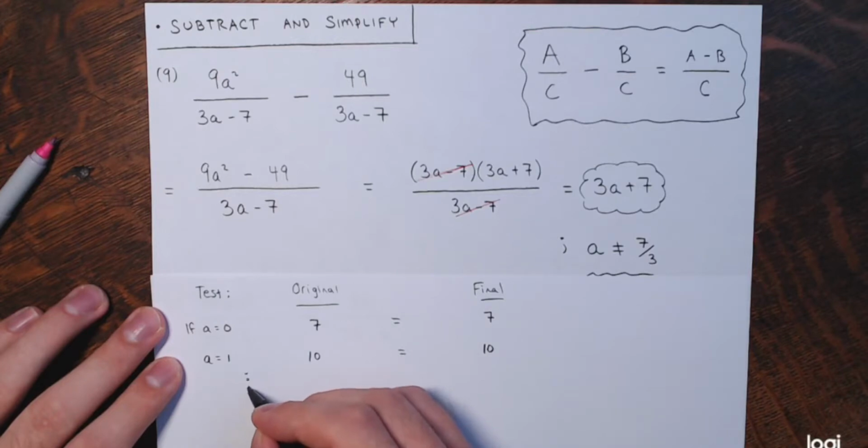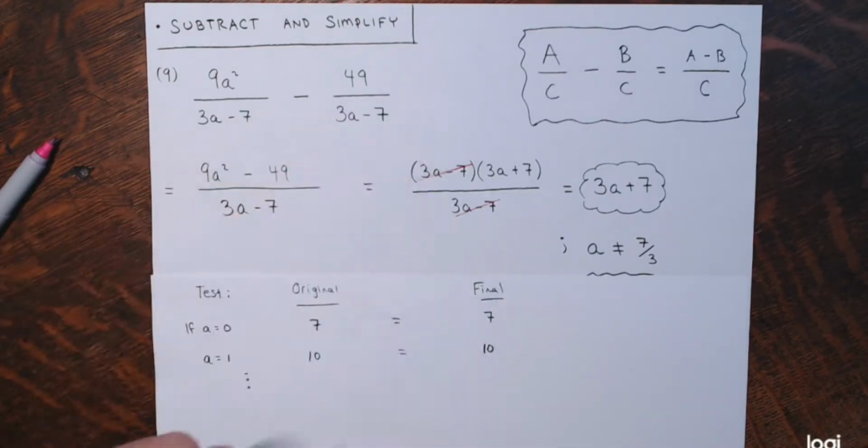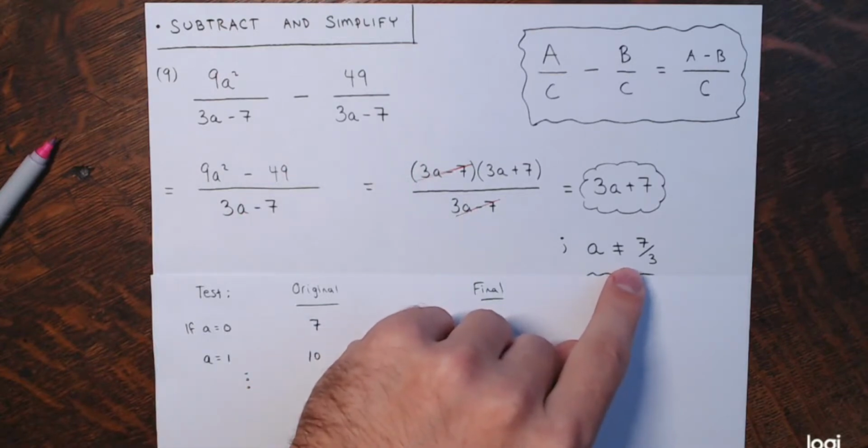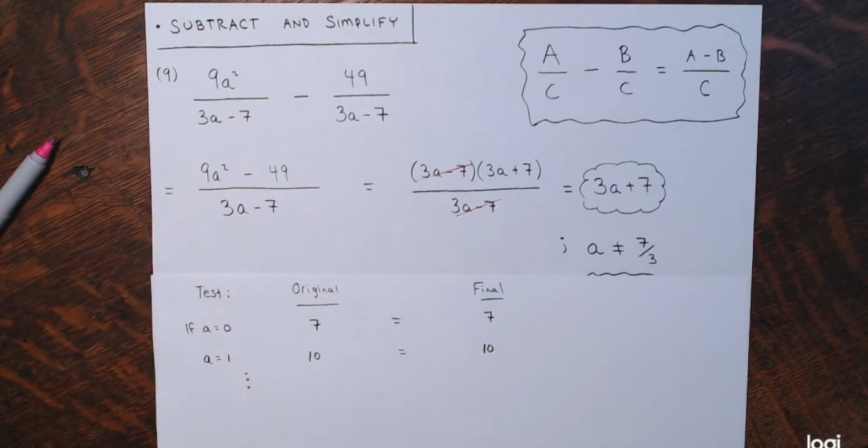And you could do this all day long. Replace a with any value you want, as long as it's not 7/3, and the value of the original expression should be exactly the same as the value of the final expression, if you did everything correctly.